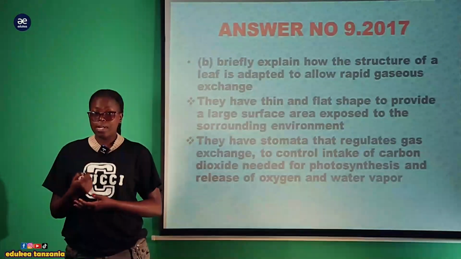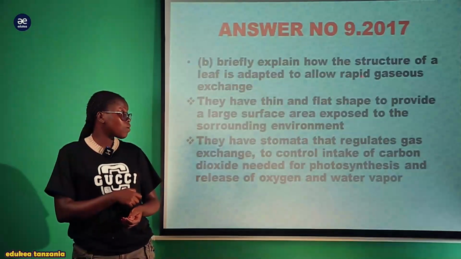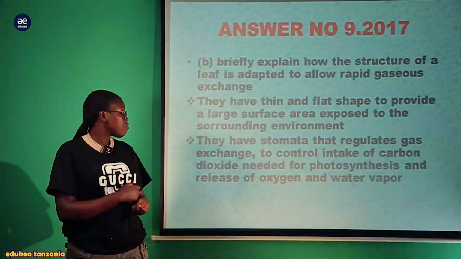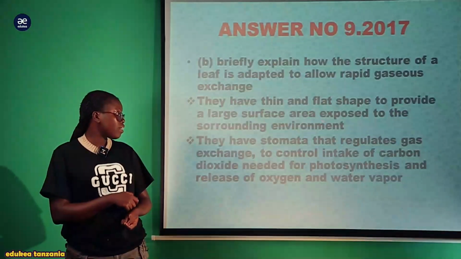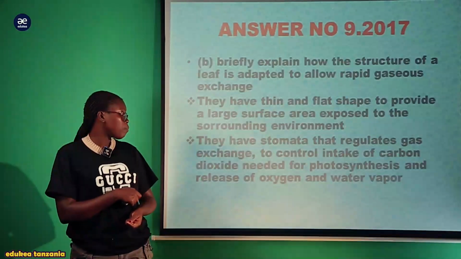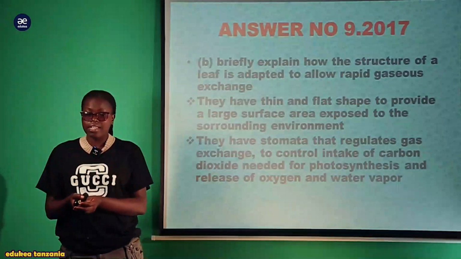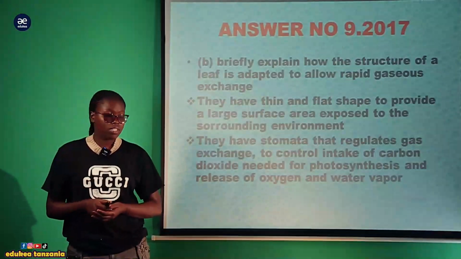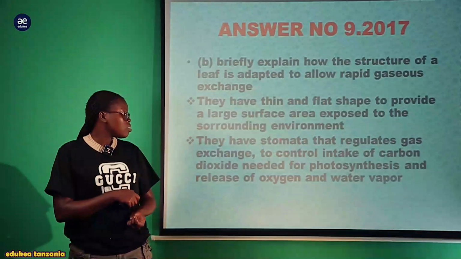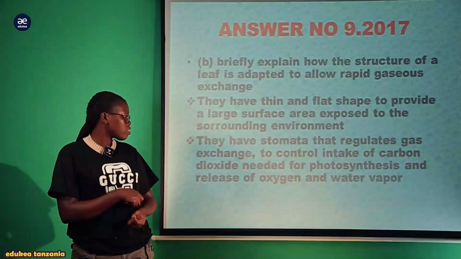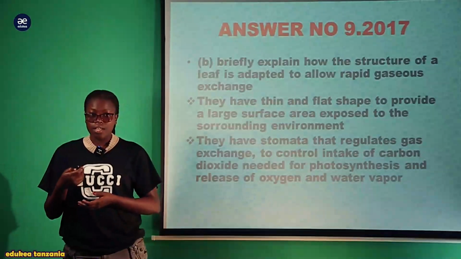And the question Roman B, you are needed to state how the structure of leaves is adapted to allow rapid gaseous exchange. First of all, the leaves tend to have a thin and flat shape to provide a large surface area exposed to the surrounding environment. So this enables them to take in a large amount of carbon dioxide and release oxygen. Another is that they have stomata that regulate gas exchange to control the intake of carbon dioxide needed for photosynthesis and the release of oxygen and water vapor.